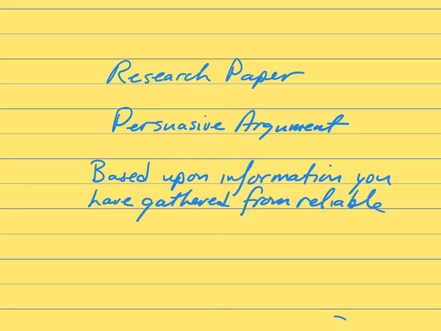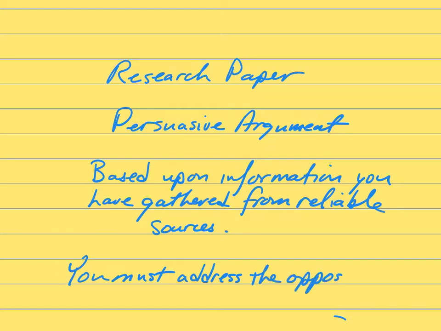The important thing about a persuasive argument is that it's based upon reliable sources, and you must address the opposition. If you don't talk about people who disagree or talk about points of view that are different from what you are taking, then basically that means your argument is very weak. If you address the opposition, it strengthens your argument.